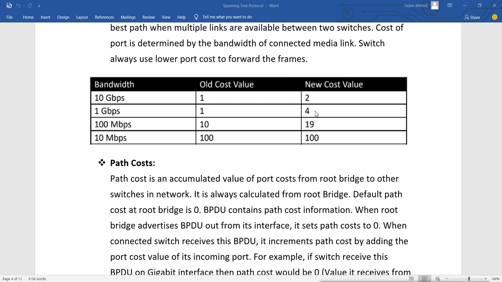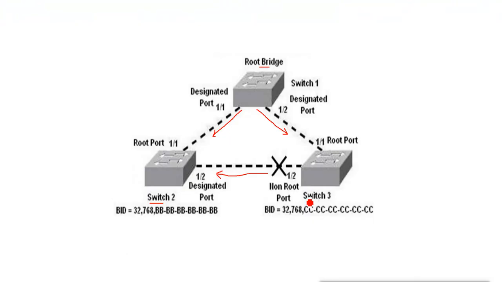Now based on this cost, it will calculate the total cost for the path, and then it will become the path cost. So for example, all these ports are having 100 Mbps, so all the port costs will be 19. Now when the root bridge sends the BPDUs, it sends them with the port cost 0.